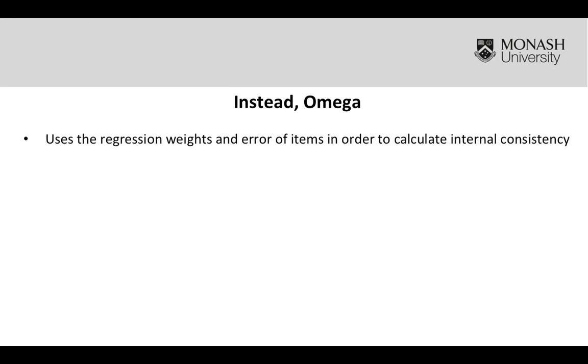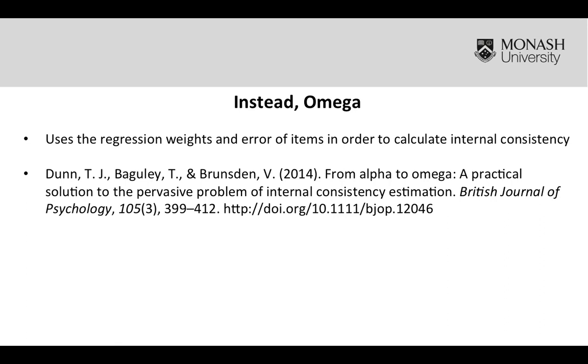Instead, researchers are now suggesting to use omega, and omega actually uses the regression weights and error terms of the items in order to calculate the internal consistency. And with EFA, you actually generate the regression weights and error of the items, and therefore can calculate omega. And if you're quite interested in this, there's an article by Dunn et al. that suggests why you should be turning towards omega as opposed to alpha for your internal consistency measure. And they also provide help in order to calculate this. But it's ultimately up to you, because the literature is still with alpha, but it is turning towards omega as a measure of internal consistency.